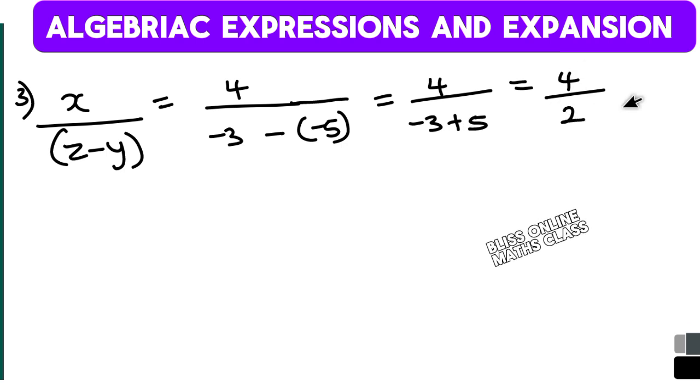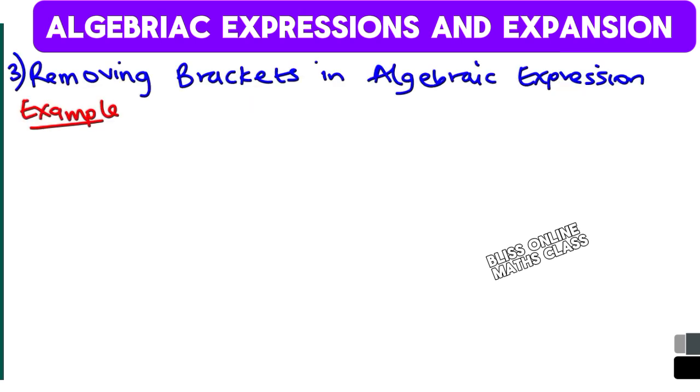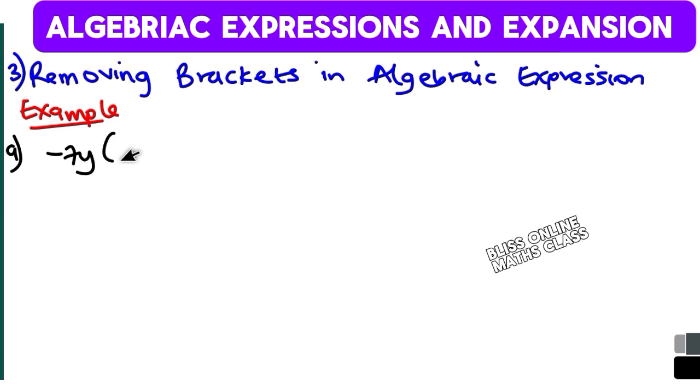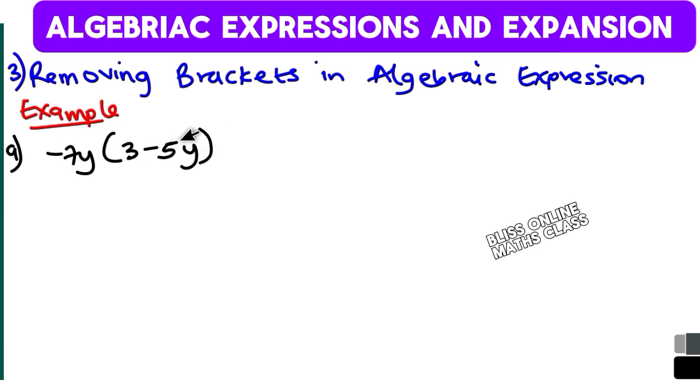And 4 divided by 2 is equal to 2. And that's our answer. So the third algebraic expression we are going to learn is how to remove brackets in algebraic expressions. So for example, we have minus 7y bracket 3 minus 5y. So how do we solve this? How do we remove these brackets?